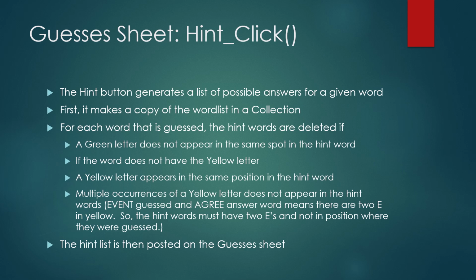So if you guess the word event, but the word is agree, then you'd have two E's that are in yellow. So all the hint words that are left are going to be very similar to agree, which has two E's in it, but those E's will not be in the positions where event was. And then that hint list is posted back onto the guesses worksheet.